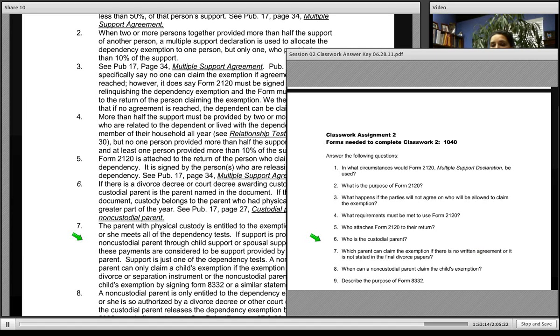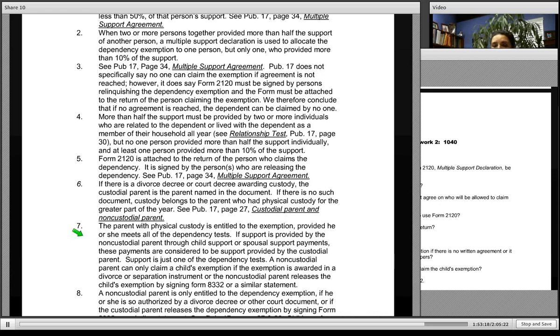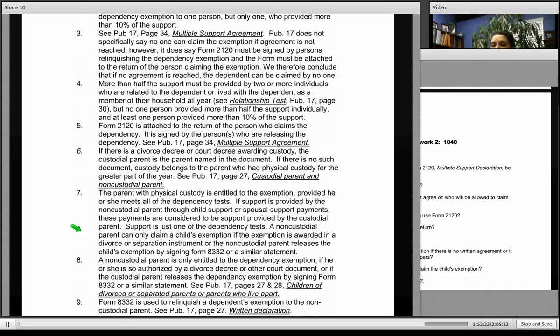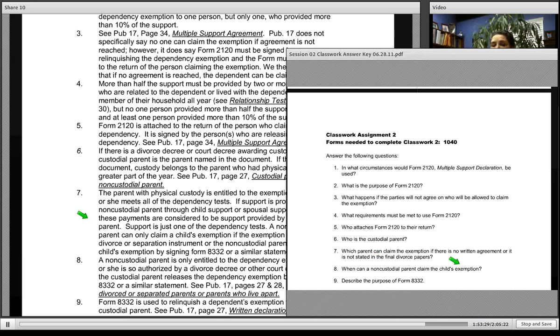So which parent can claim the exemption if there is no written agreement or is not stated in the final divorce papers? Again, we're going to say it's going to be the parent who had physical custody for the greater part of the year. That is who's going to get it. Now, if custody was equal throughout the year, then it would go to the person who has the higher income.